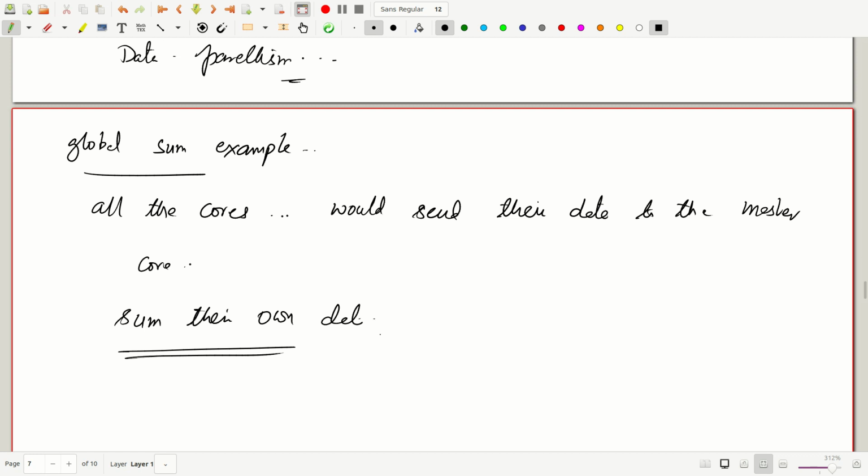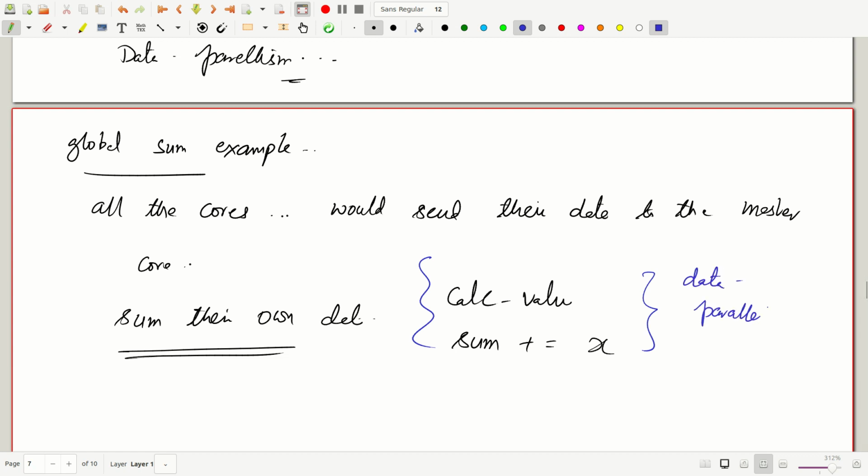Now summing their own data, essentially calculating the values and then summing them, equal to sum x. Now this step is basically what is known as data parallelism, right? Essentially all the cores are performing the same operations with their own data, right? So this is basically data parallelism because the instruction set is the same.